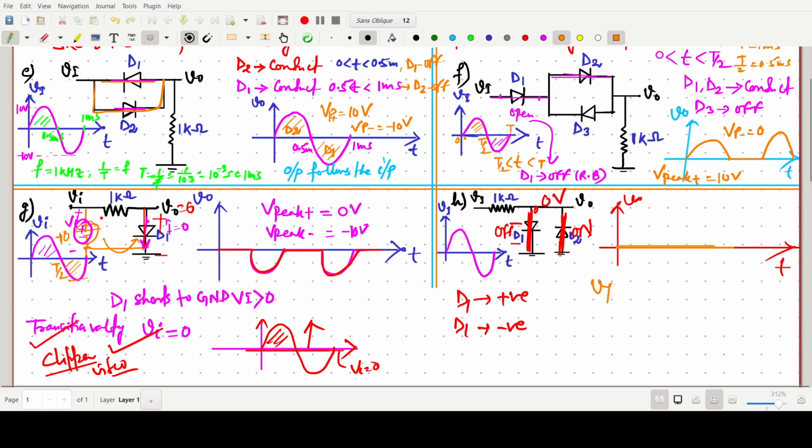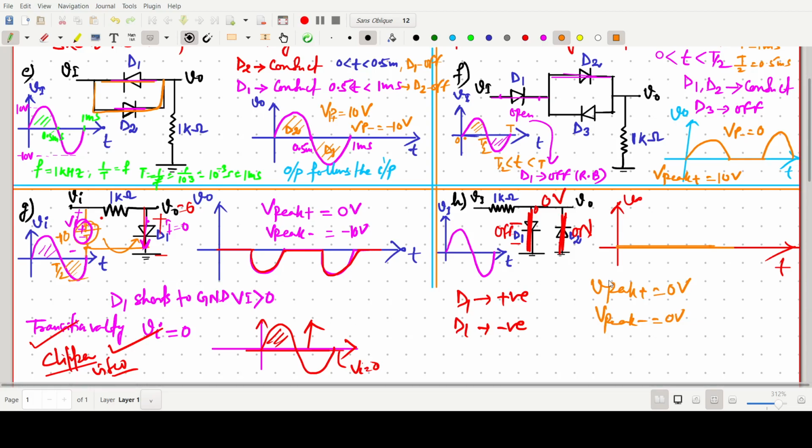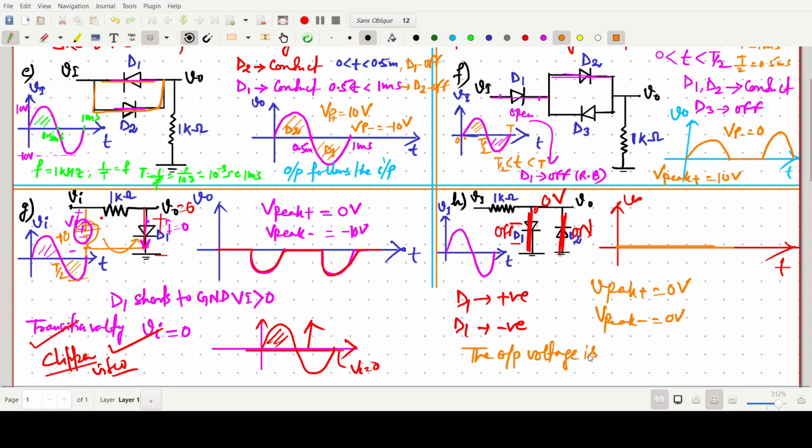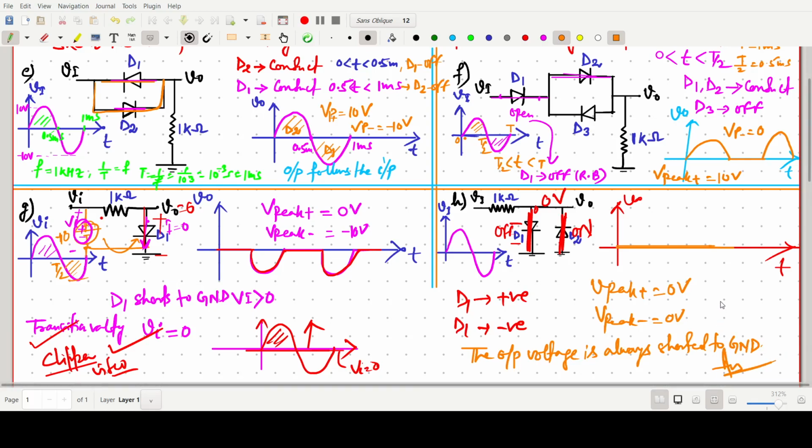So V peak plus will be 0 volt and V peak minus equals 0 volt. The output will always be shorted to ground. So in this case, we can say the output voltage is always shorted to ground. So this is all about this problem. One time this D1 is on, so again it is shorted. This is connected to ground, so this is 0 volt.